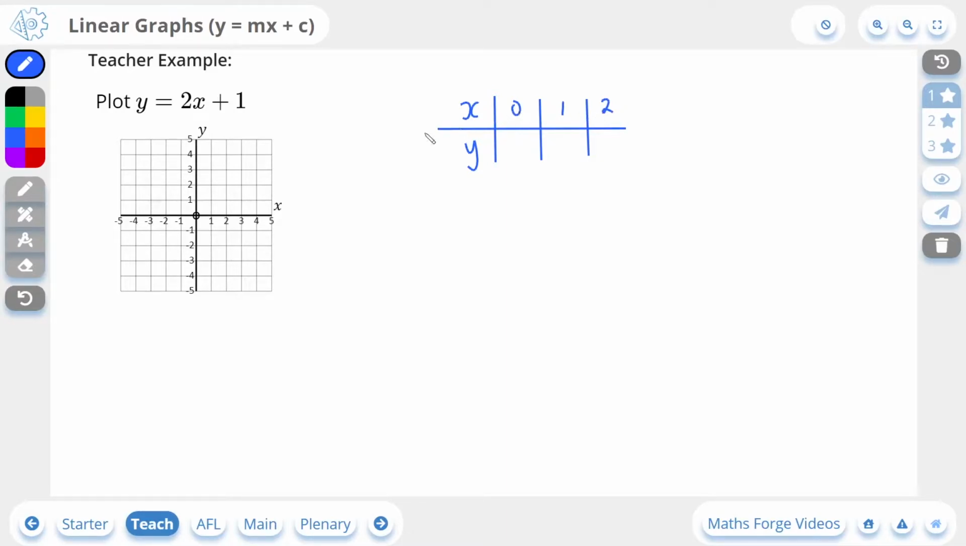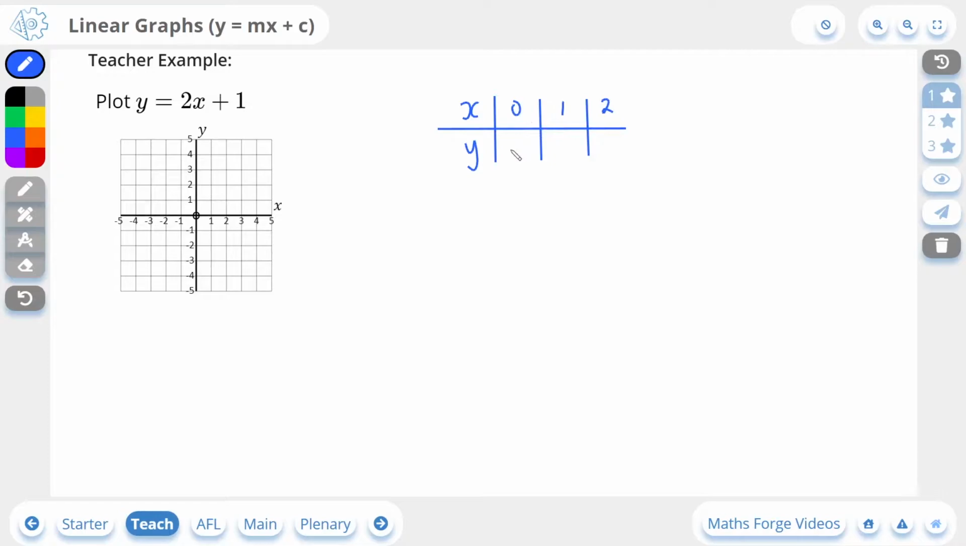For x is 0, we're going to have 2 times 0, which is 0, plus 1, which is 1. That works. That can fit within the grid. For 1, we're going to have 2 times 1 plus 1, which is 2, plus 1, which is 3. That also works. And finally for 2, we're going to have 2 times 2, which is 4, plus 1, which is 5. So all of these x values actually give us y values that we can fit onto the grid.